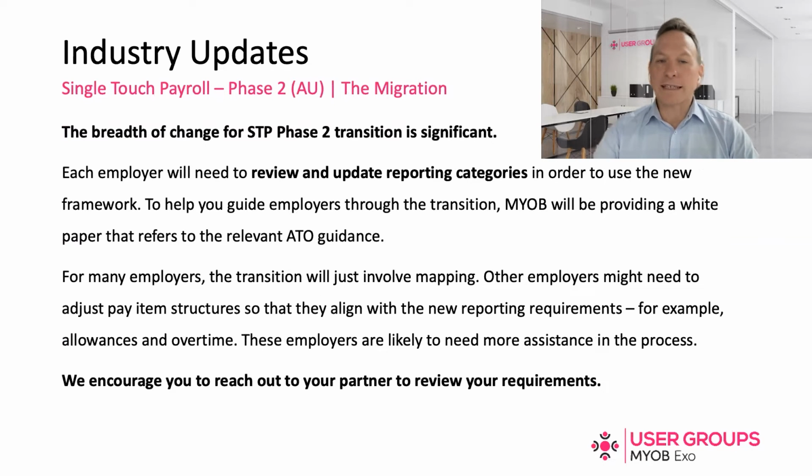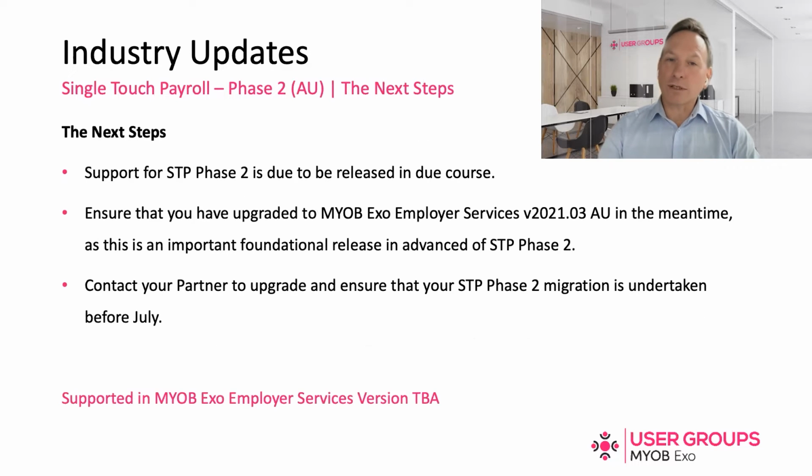The breadth of the change is quite significant, but for a lot of us, it may well actually be a fairly simple process. It's really about reviewing and updating reporting categories to make sure that we're meeting those new obligations, in particular, the disaggregation of gross. For many employees, it's just that mapping, where you currently aggregate different pay types into a single category, for example, grouping allowances and overtime. You will need to adjust your pay item structures. So there may be some work that you need to do there, and you may need some assistance in that. So please don't hesitate to reach out to your partner to review those requirements.